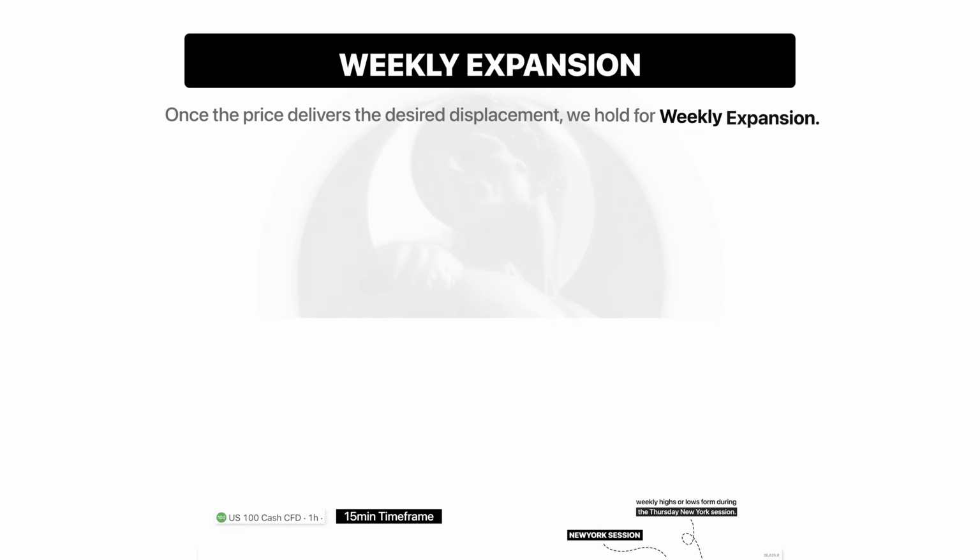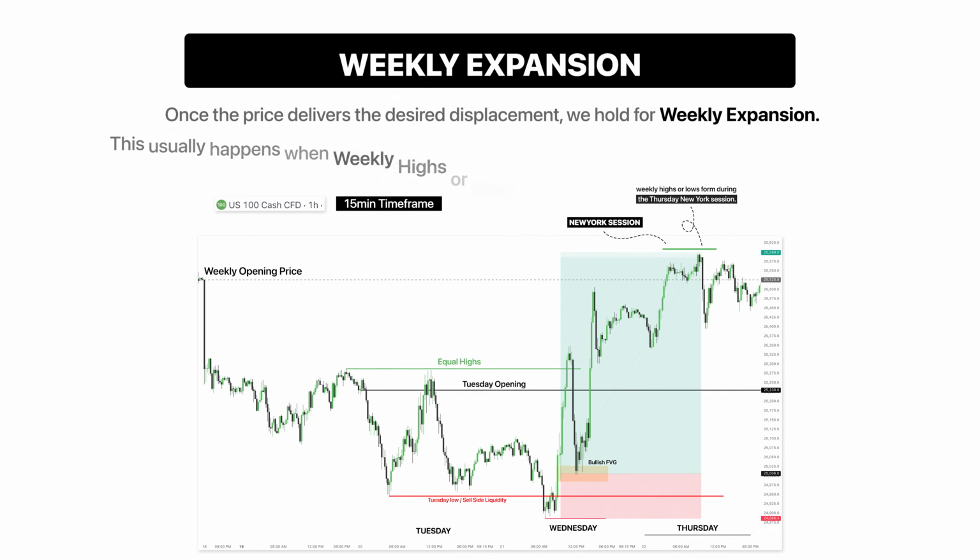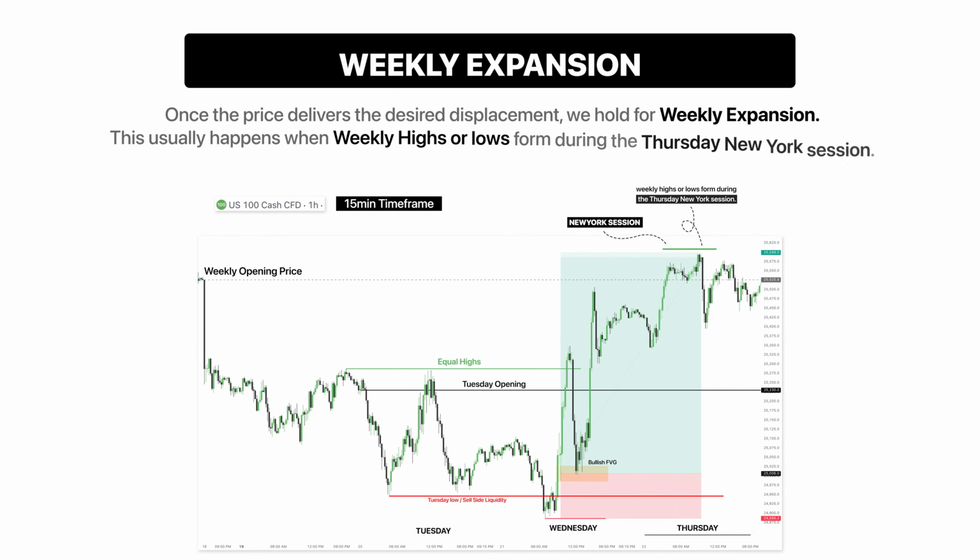Once the price delivers the desired displacement, we hold for weekly expansion. This usually happens when weekly highs or lows form during the Thursday New York session. Our targets include old highs or lows, rejection blocks, and external liquidity pools. The maximum extension of the profit objective is up to Thursday high. This is where the patience pays off.